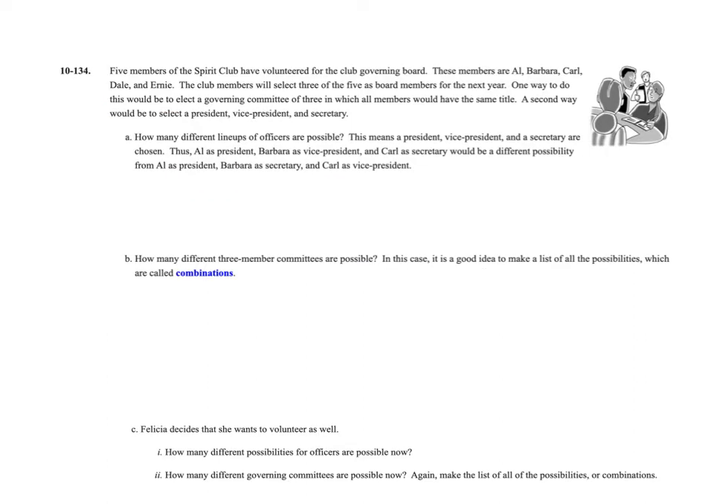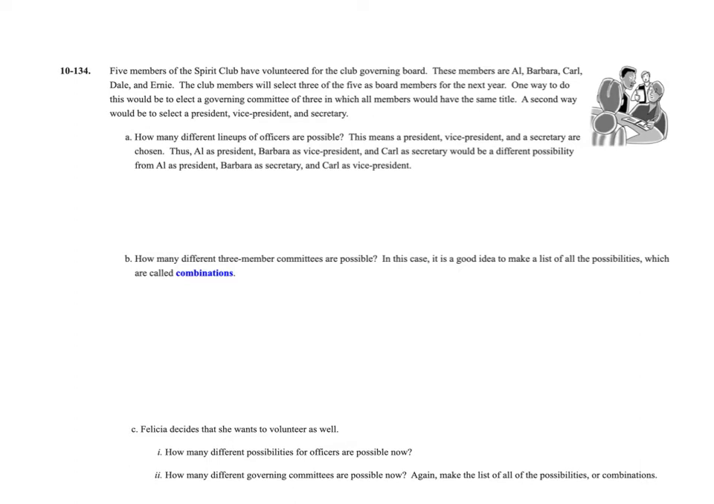In this first problem, we'll look at the difference between a combination and a permutation. 5 members of the Spirit Club have volunteered for the governing board. These members are Al, Barbara, Carl, Dale, and Ernie. The club members will select 3 of the 5 as board members for the next year. One way to do this would be to elect a governing committee of 3 in which all members would have the same title or equal status. A second way would be to select a president, vice president, and secretary.